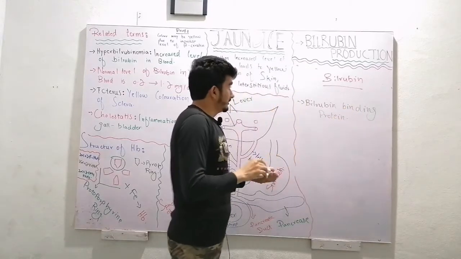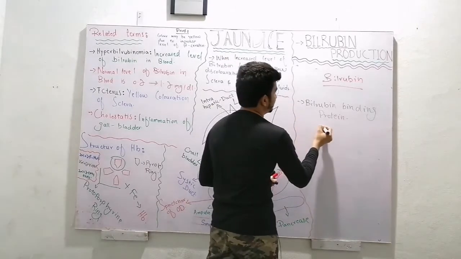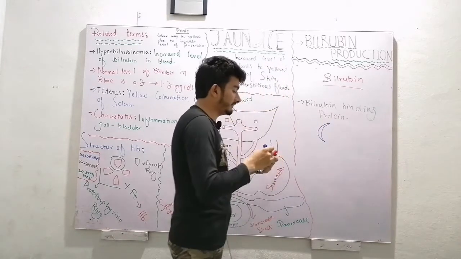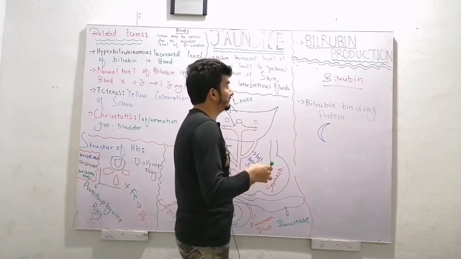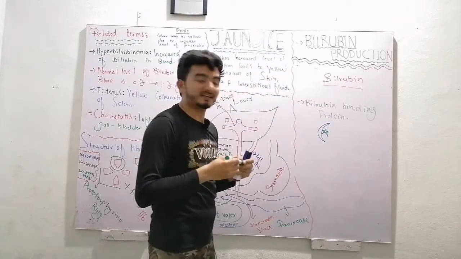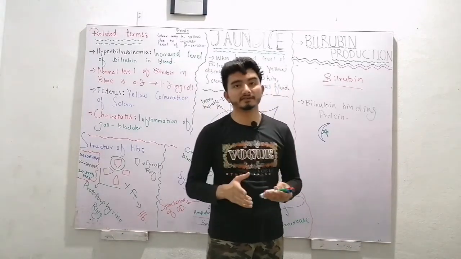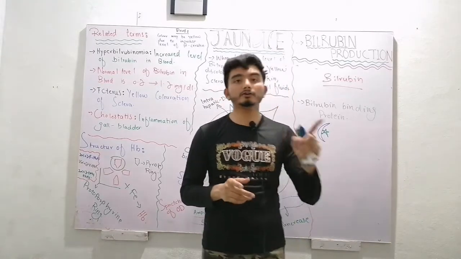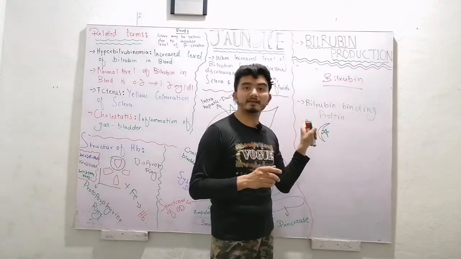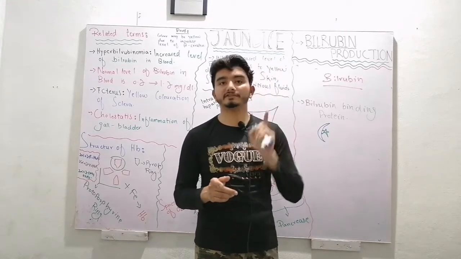The bilirubin binding protein will bind with the bilirubin. For example, if this is the bilirubin binding protein, it will bind with the bilirubin, and this is bilirubin in a complex form here. Why this complex form? As you know, bilirubin is toxic and can enter the central nervous system. If the bilirubin is alone, it can cross the blood-brain barrier and cause damage to your central nervous system.